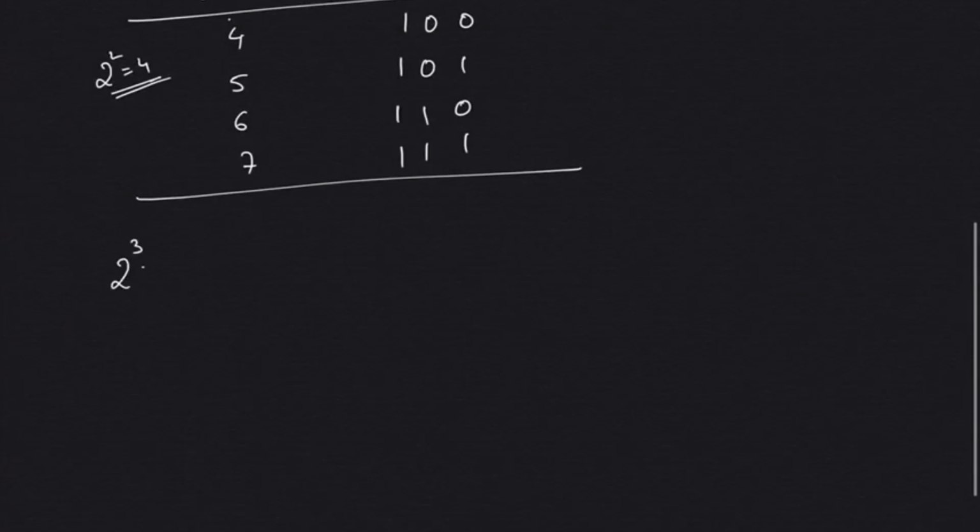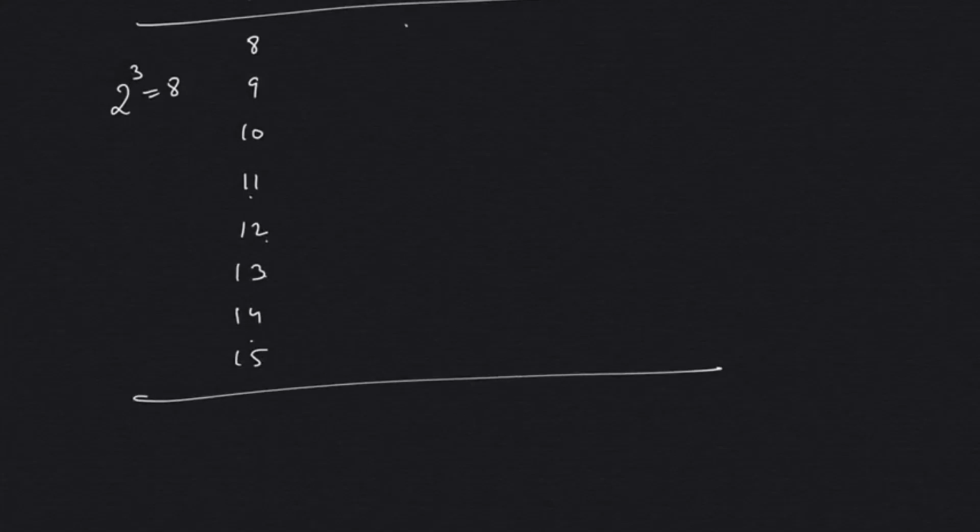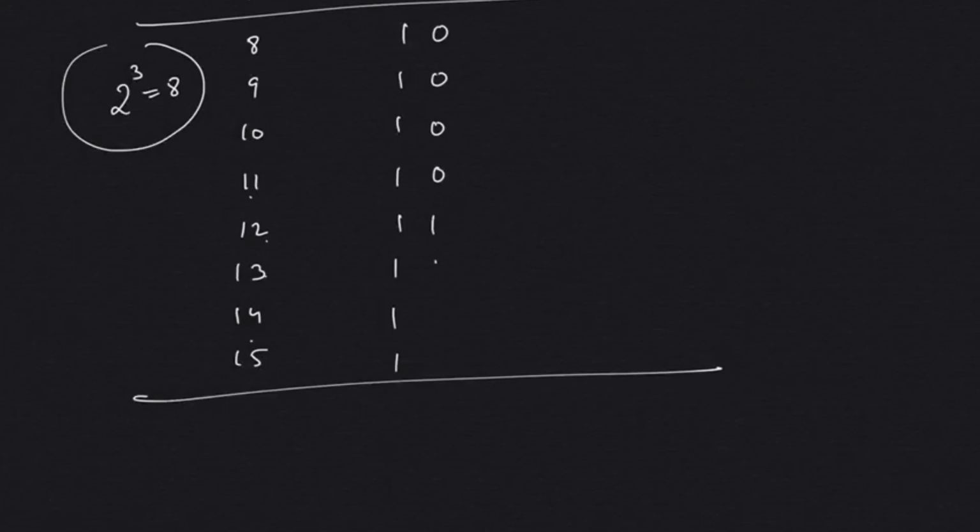Next is 2 cube, that is 8. That means the next 8 numbers will be of 4 digits: 8, 9, 10, 11, 12, 13, 14, 15. So 1, 2, 3, 4, 5, 6, 7, 8. For the next 8 numbers, we will also write 1, 2, 3, 4, 5, 6, 7, 8. First we write all ones. Next, symmetrically, first four zeros, then four ones. Again, we will go symmetrically, like 8 to 4 to 2 to 1. Every time it will continue like 16, 8, 4, 2, 1, like that we will continue.